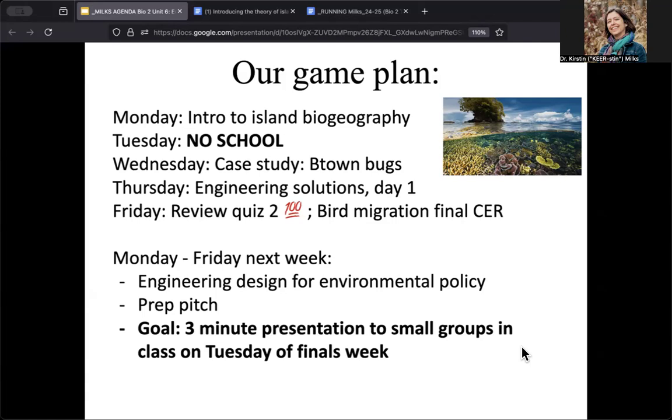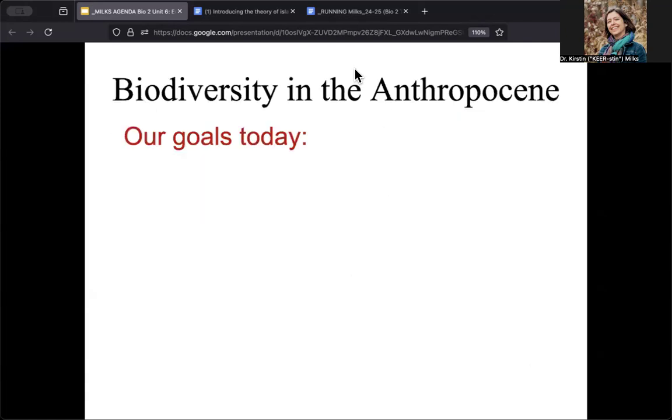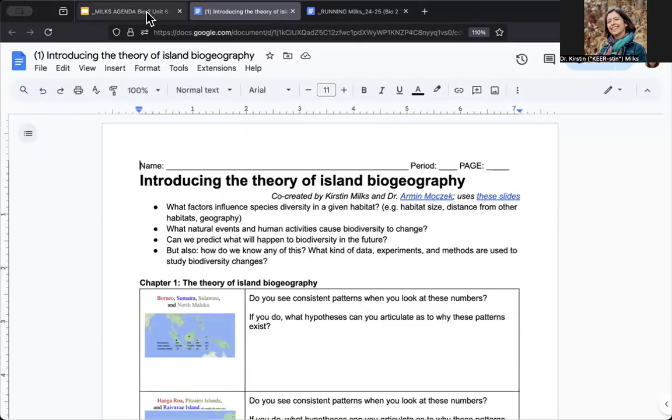Your goal for this project is a 3-minute presentation to small groups. You will not have to stand up in front of the whole class. That's going to be on Tuesday of finals week. And if you have done a class with me before, you know that we build these to be very doable. You will build it as we go. So today, though, we're going to fill out that assignment called Introducing the Theory of Island Biogeography.